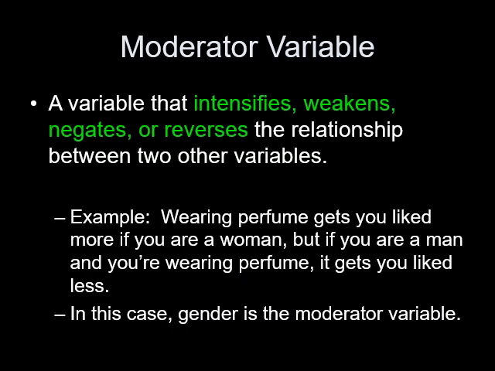Okay, now what is a moderating variable? A moderating variable is a variable that intensifies, weakens, negates, or reverses the relationship between two other variables. The example I give you here is that wearing perfume gets you liked more if you're a woman, but if you're a man wearing exactly the same perfume, for instance, maybe a rose flavored perfume.